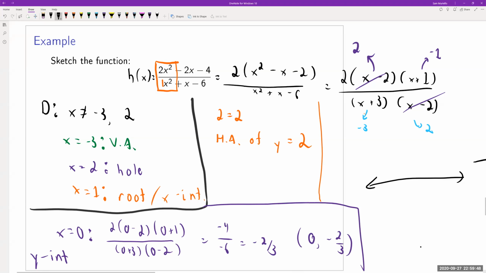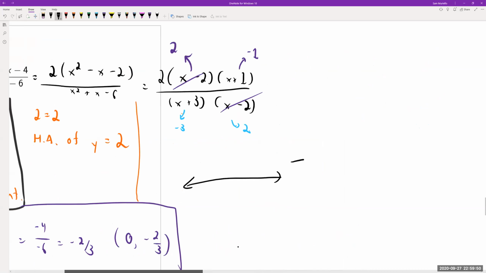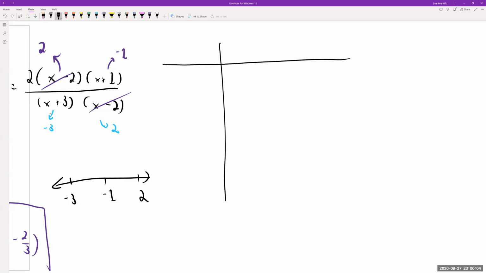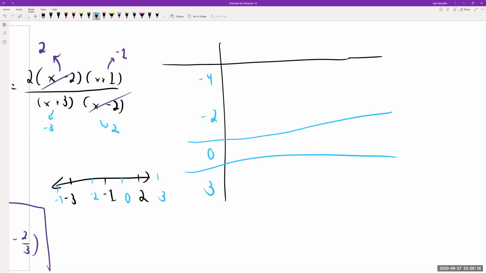So let's just give ourselves a little bit of extra space for this one. Our number line needs to include negative 3, negative 1, and 2. We'll make the chart here. So, test values, let's choose minus 4, minus 2, 0, and 3.